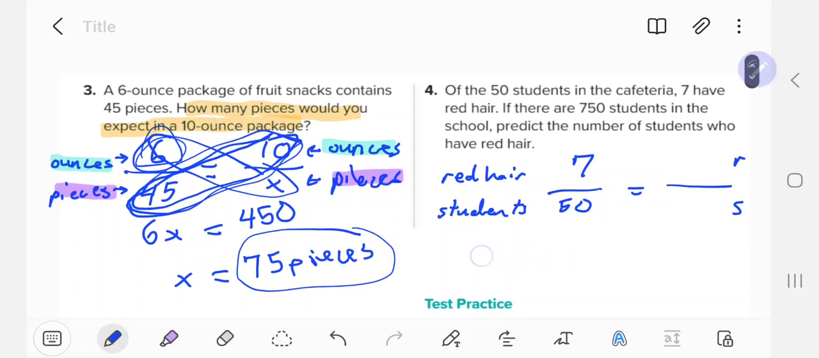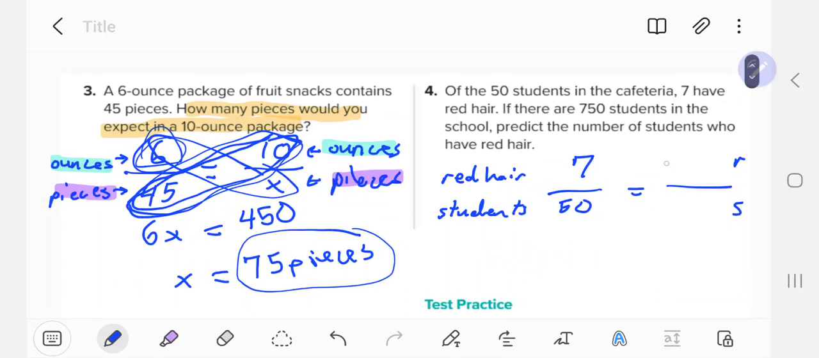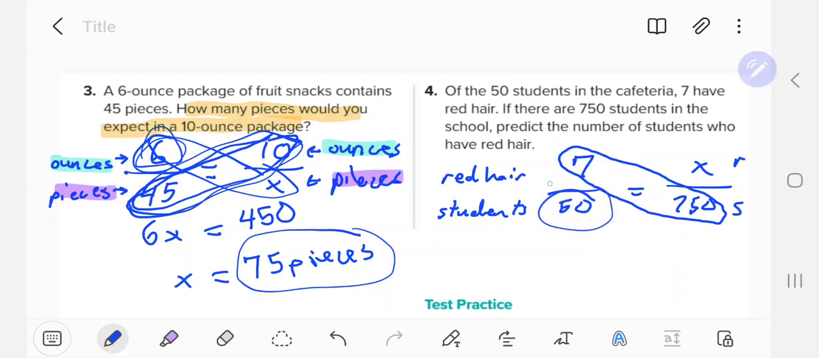I'm just running out of space, so sorry, I didn't write the whole word out. But anyway, the question asks, if there are 750 students, so that's total students, so 750, then predict how many would have red hair, so that's what we're predicting. We don't know. So now we can cross multiply and divide. So we can multiply the numbers that are directly diagonal from each other, and then we're going to divide by this remaining number.